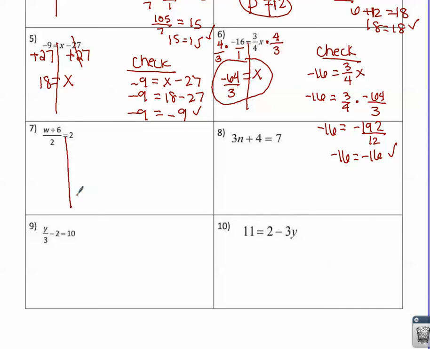On number 7, remember when you have one fraction bar, w plus 6 over 2? Remember, this fraction bar represents division. So remove your denominator first by using the inverse operation of times 2. That leaves you w plus 6 equals 4. Now you have a one-step equation. Subtract 6 on both sides, and you get w equals negative 2. Remember, this is a smaller number minus a bigger number, so you're going to get a negative answer.